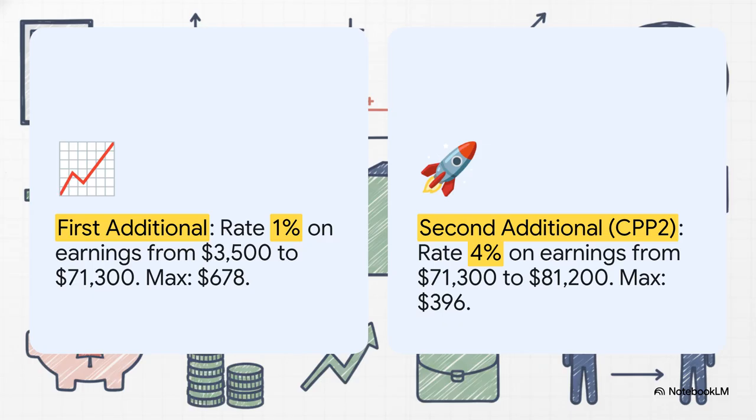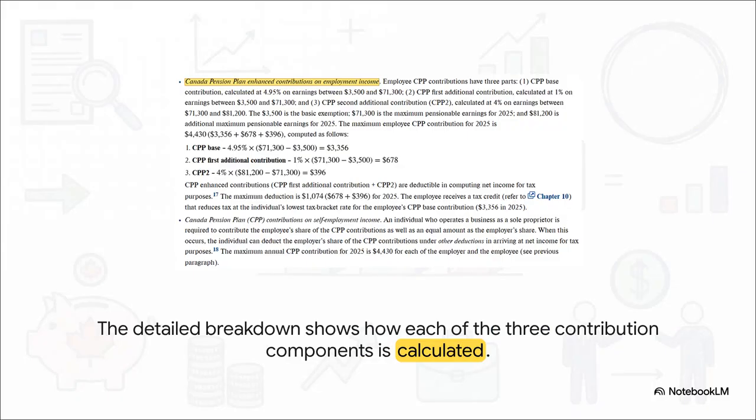This new part tops out at $396. Okay, I know this slide looks a little dense, but don't worry, let me guide you through it. This is pulled right from the source calculations. See how it's broken down? Item 1 is our base contribution, Item 2 is that first additional piece, and Item 3 is the new CPP2. You can see exactly how the math works to get us to those three magic numbers we've been talking about: 3356, 678, and 396. This right here is the engine room of the whole thing.